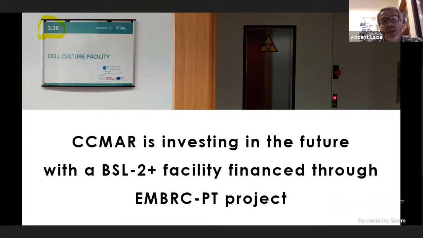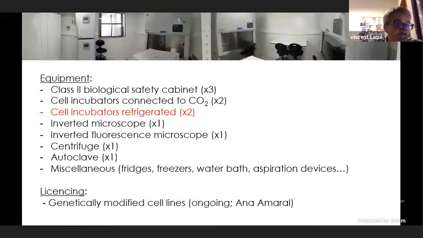Most of the big equipment has been delivered. We are just missing some small equipment and maybe the access system with the card. So then this room can be functional and can be used. Well, it will be a normal cell culture facility. Actually, it will be a BSL2 plus facility.